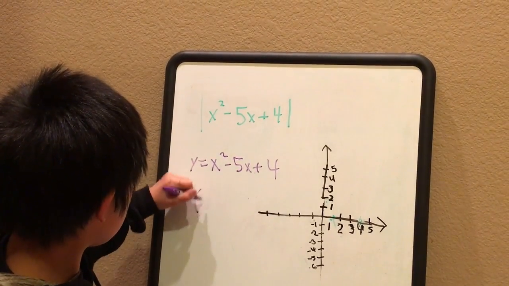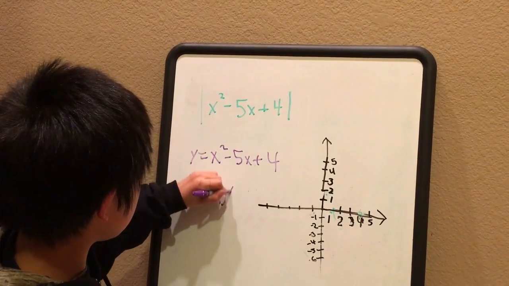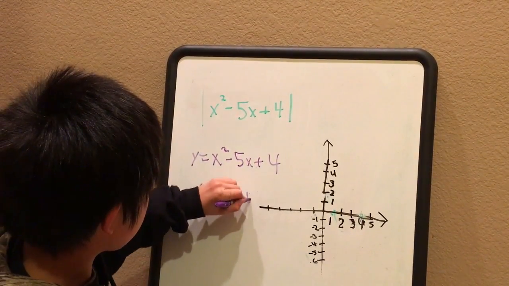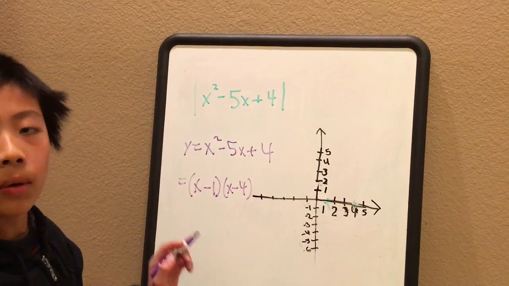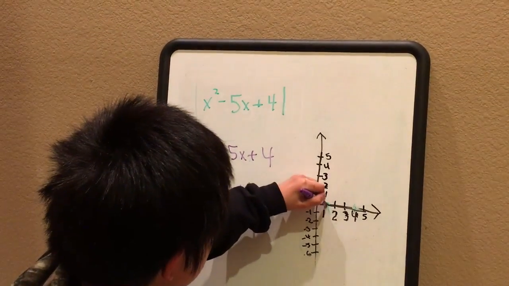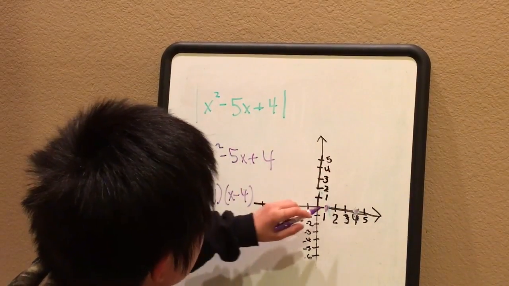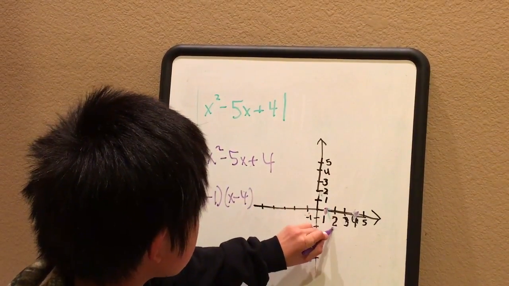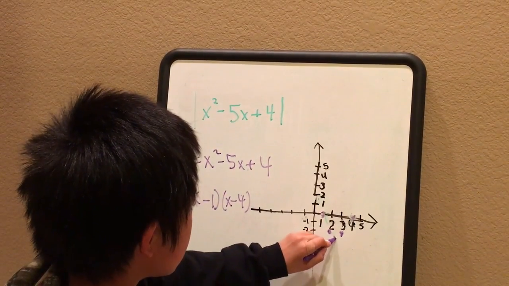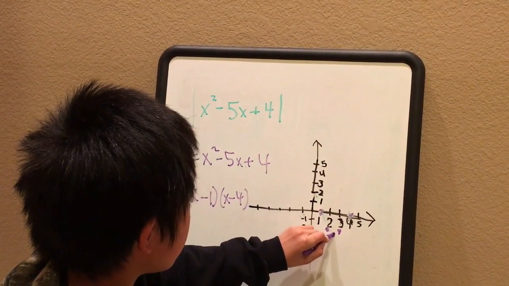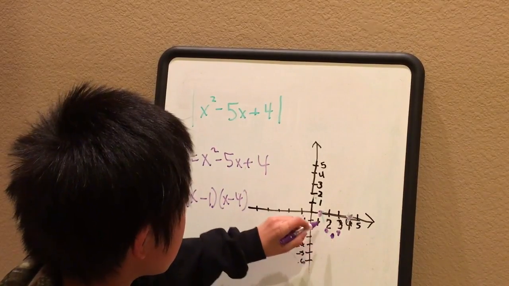So we get x minus 1 times x minus 4. Right, so when x equals 1 and 4, y equals 0. So let's plug these into our chart. When x equals 2, y equals negative 2. When x equals 3, y equals negative 2. And so our vertex is somewhere here.